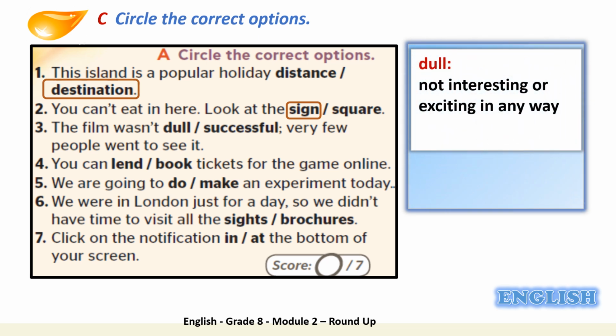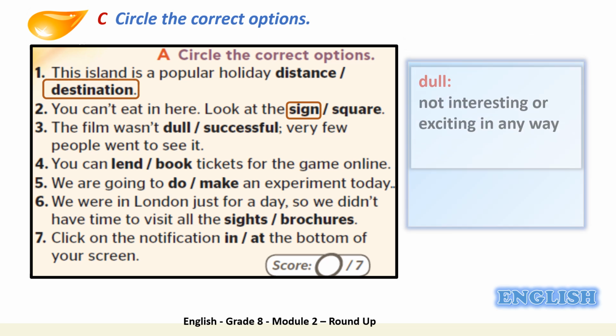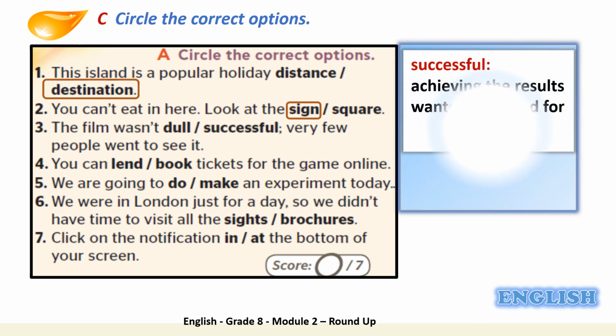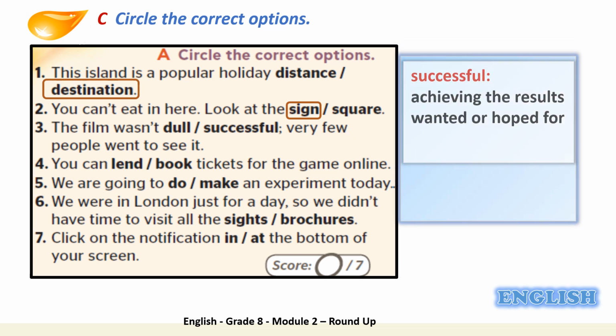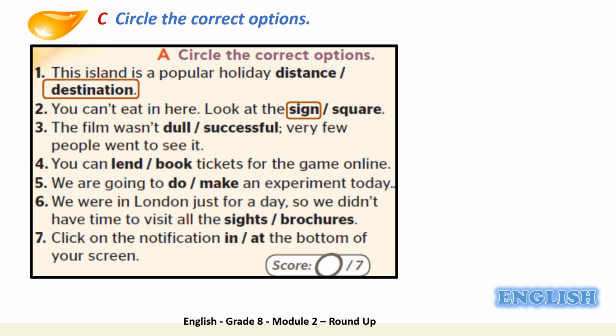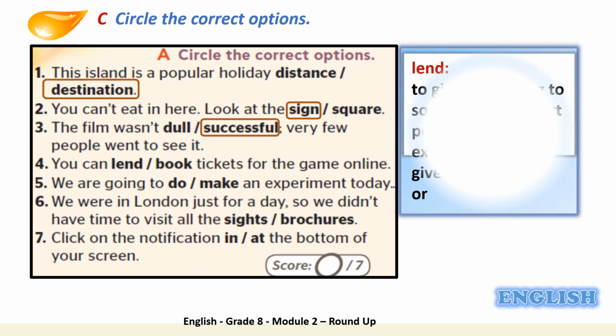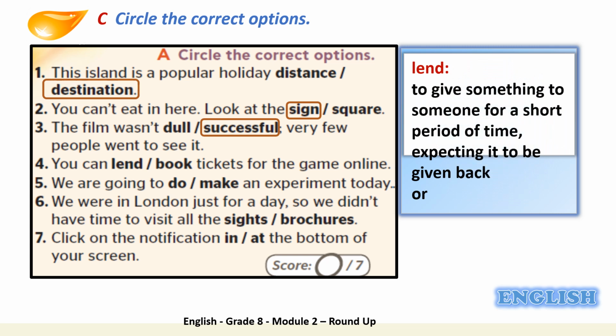Dull, not interesting or exciting in any way. Successful, achieving the results wanted or hoped for. So, 3. The film wasn't dull, successful. Very few people went to see it. Excellent, of course, successful.